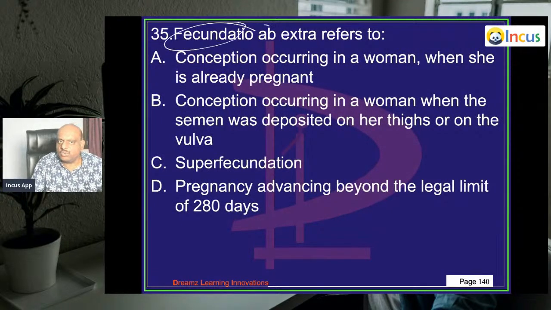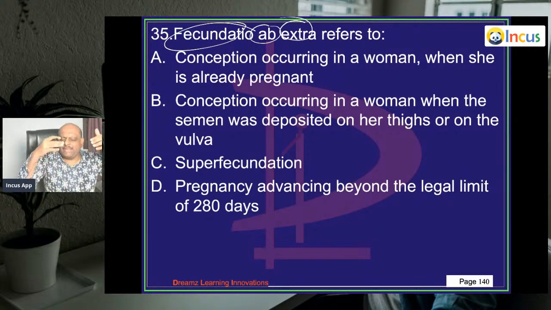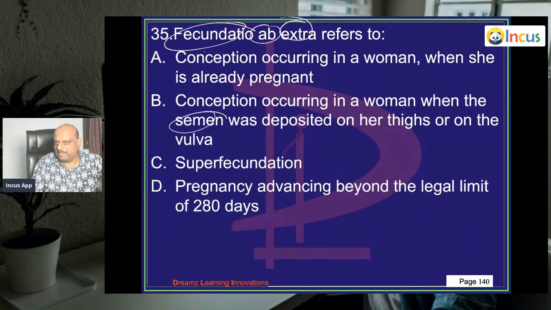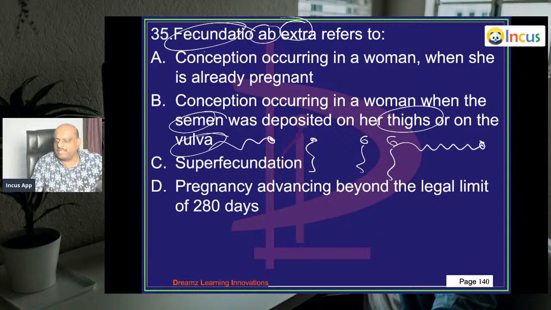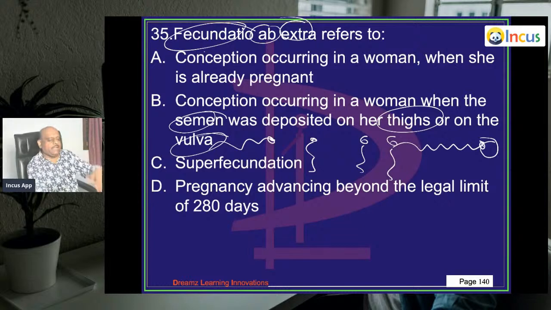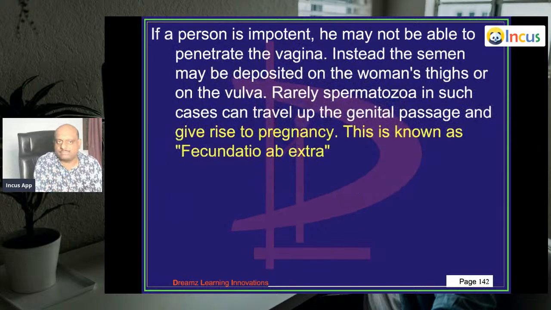So, fecundatio ab extra, what does it mean? If the person, instead of ejaculating with penile penetration into the vagina leading to pregnancy, happened to deposit the semen on the thighs or on the vulva without penetration, but the sperms swim and reach the egg and fertilization happens, pregnancy occurs, not by penile penetration but by depositing the semen outside the vagina. That is called fecundatio ab extra.